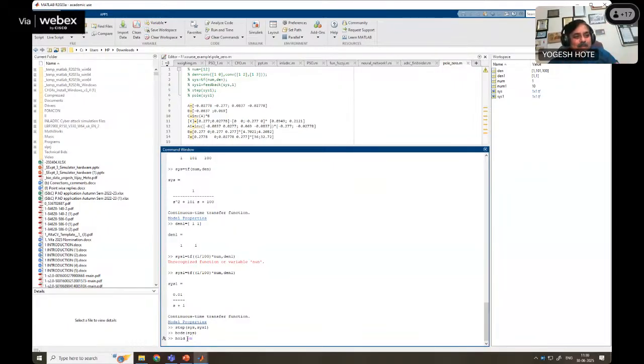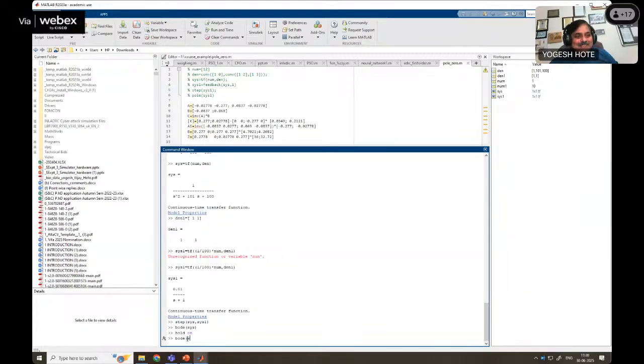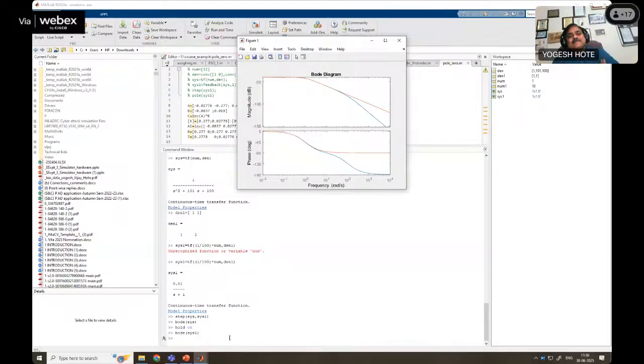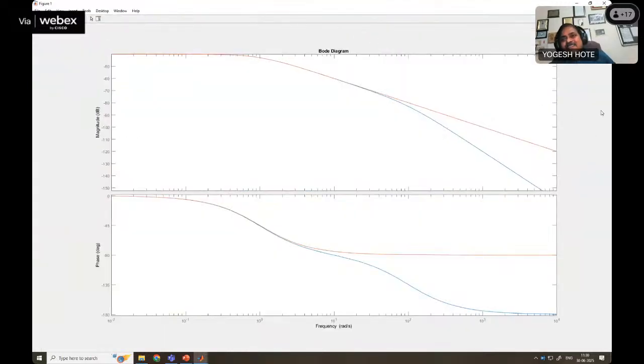What will MATLAB give? Bode, step, hold on. What is happening? Is it visible? Hello, Dr. Ravindra. Visible, sir. Yeah, visible. So you can see that both plots, 16.1 and 16.2, have the same step response. And you can see the frequency response.